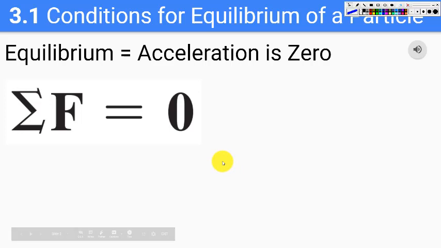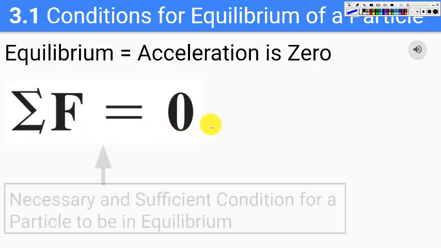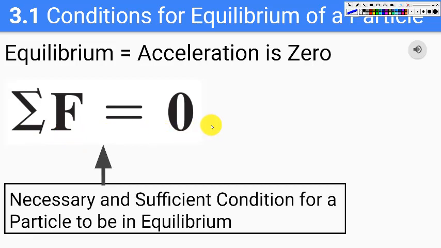So the condition for equilibrium of a single particle is just that the sum of all the forces on that particle has to be equal to 0. This is the only condition for a particle. For a rigid body we need other conditions also, which we would study after a few lectures, but for a single particle we only need the sum of all the forces to be equal to 0, and it is a necessary and a sufficient condition.